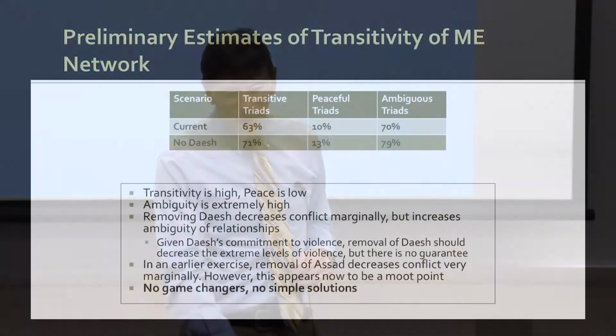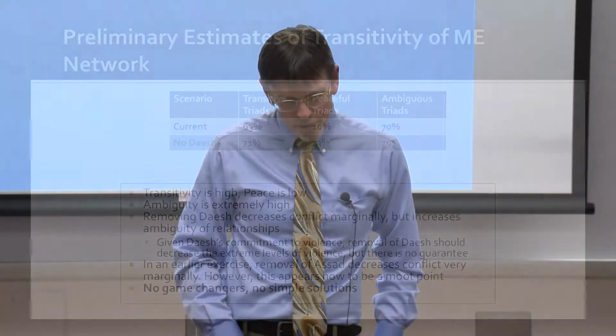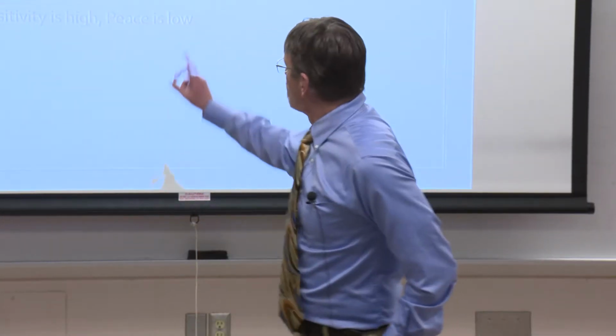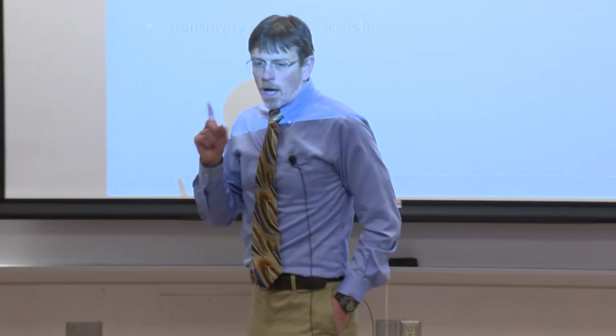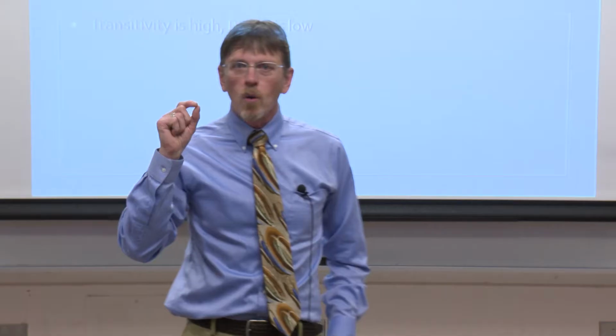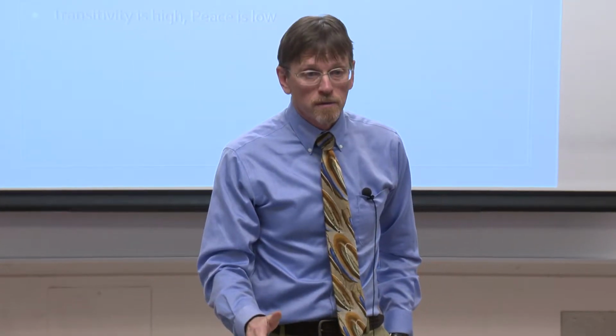So, all right. Here are some estimates of the transitivity of this Middle Eastern network. So I'll go right to, first of all, focus on the current. This is the current situation as best we can tell. And the first two columns deal with what we know to be the case. There's a lot of things that we're uncertain about, and we'll get to those later. But for the relationships that we really know about, 63% of them are transitive.